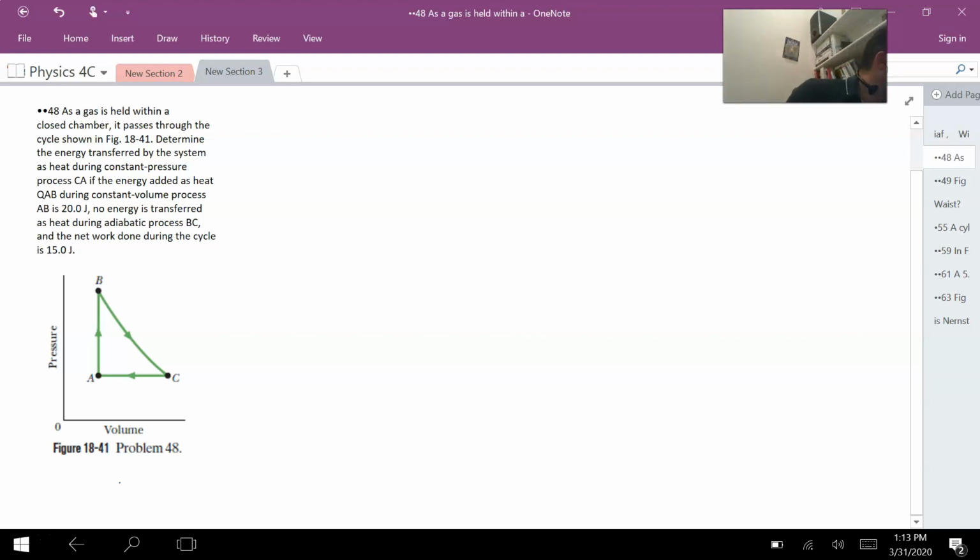So this is QAB. That means heat in the path of AB. No energy is transferred as heat during adiabatic process BC. So BC is an adiabatic process. And the net work done during the cycle is 15 joules.